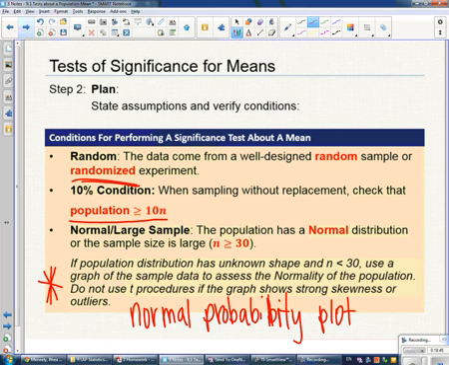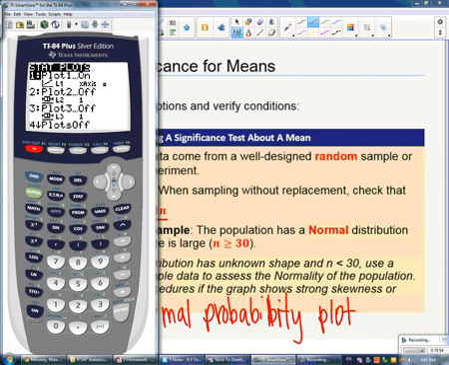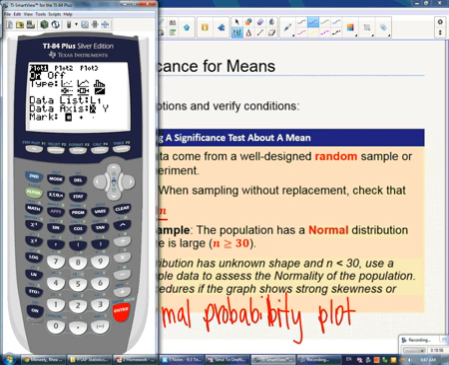A normal probability plot, I'm just going to show you where it is on the calculator real fast. If you have data in the calculator, go into your stat plot menu by hitting second y equals, and turn on one of your plots. The normal probability plot is that very last option, it looks like a line plot, but basically if you have one variable and data in a list, it'll linearize the data. And if the plot that is produced is linear, it tells you that the distribution is approximately normal.